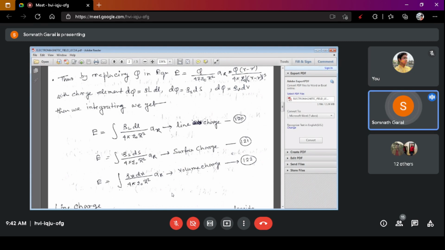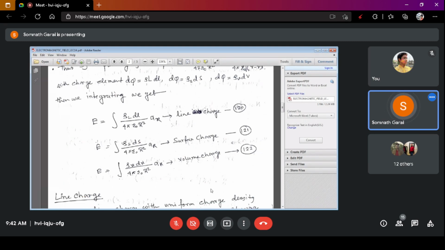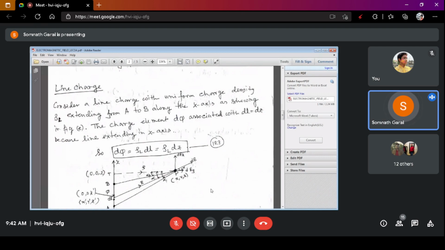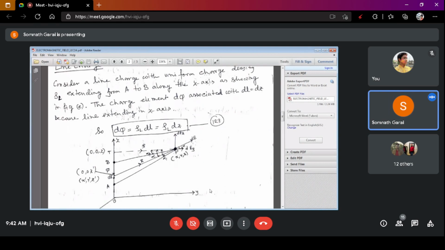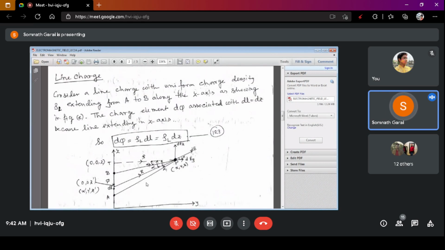Now then we calculate the line charges with respect to an arbitrary point. Just see this diagram very carefully. Consider a line charge with a uniform charge density.